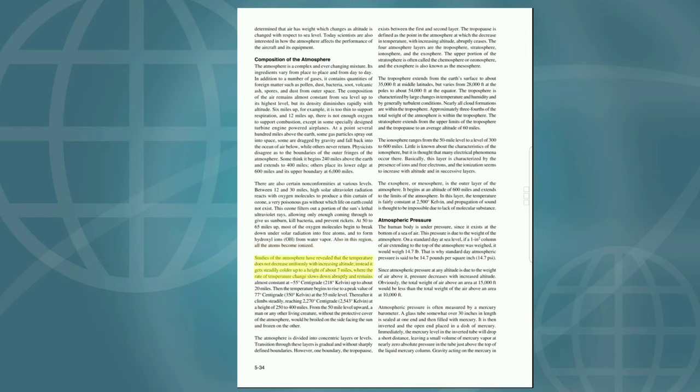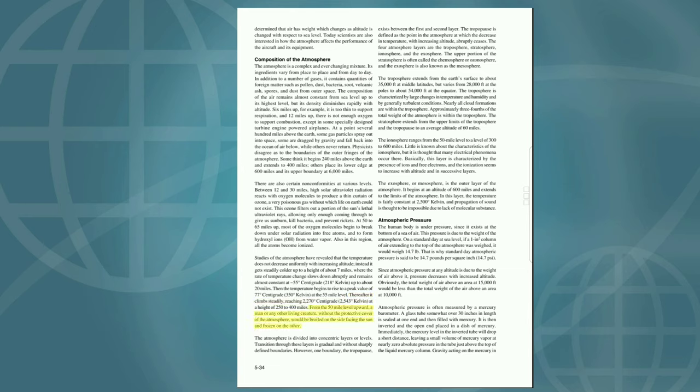Studies of the atmosphere have revealed that the temperature does not decrease uniformly with increasing altitude. Instead, it gets steadily colder up to a height of about 7 miles, where the rate of temperature change slows down abruptly and remains almost constant at minus 55 degrees centigrade, 218 degrees Kelvin, up to about 20 miles. Then the temperature begins to rise to a peak value of 77 degrees centigrade, 350 degrees Kelvin, at the 55-mile level. Thereafter it climbs steadily, reaching 2,270 degrees centigrade, 2,543 degrees Kelvin, at a height of 250 to 400 miles.